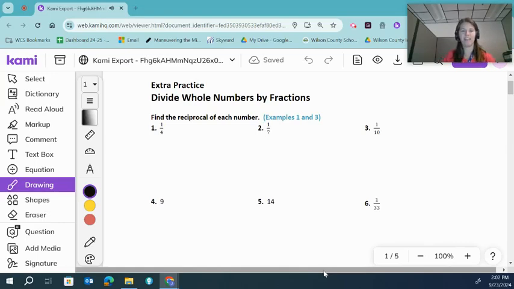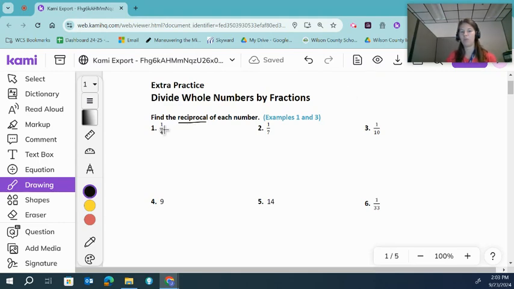Today we will be dividing fractions. To start, the most important thing to know when we are dividing fractions is this term reciprocal. Reciprocal just means the flipped fraction.